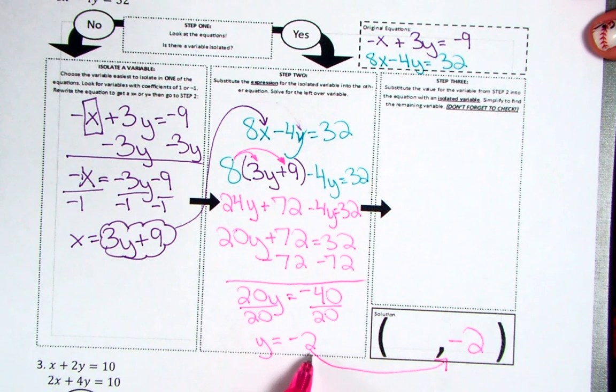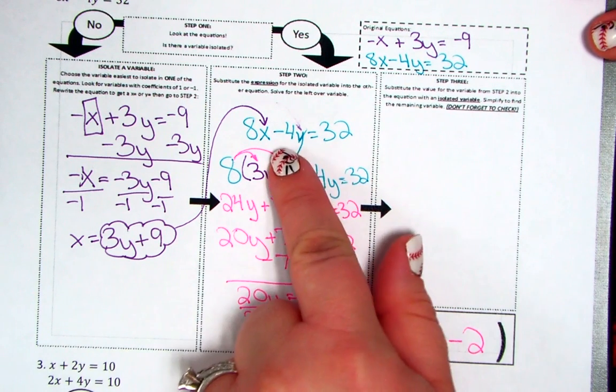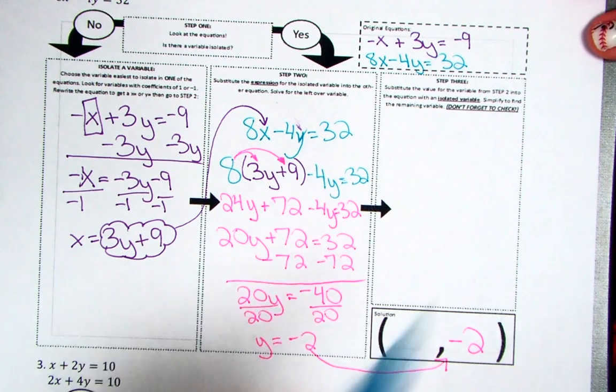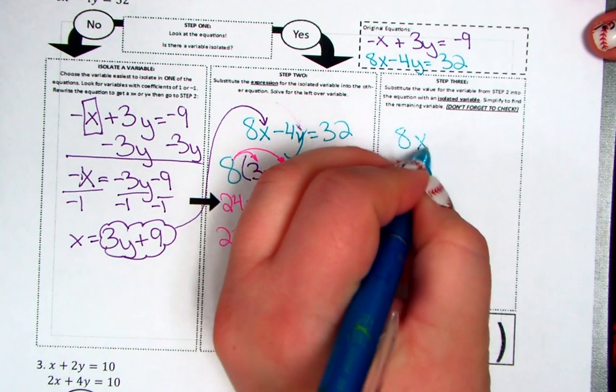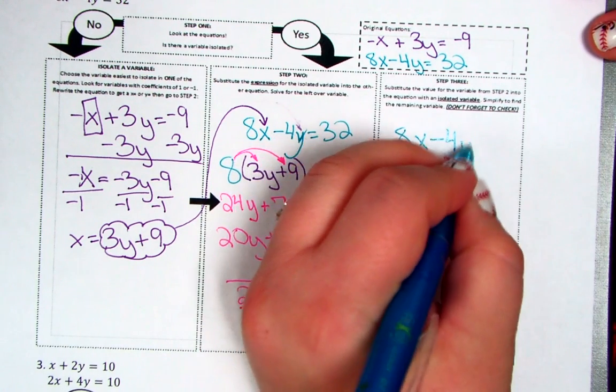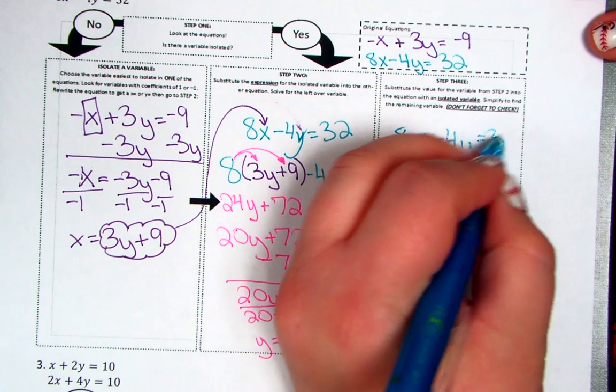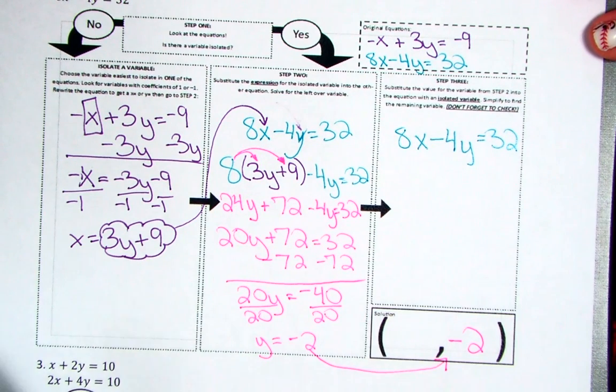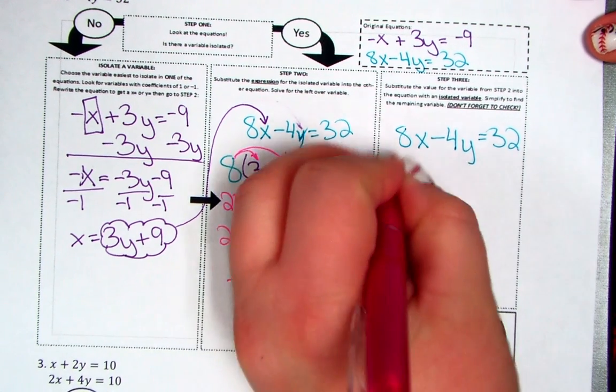But we are also going to take this and plug it back into one of the original equations. So I'm going to plug it back into this equation up here. 8x minus 4 times y equals 32. That equation. And we're going to take this y and plug it in here.